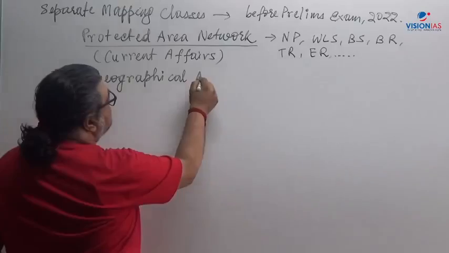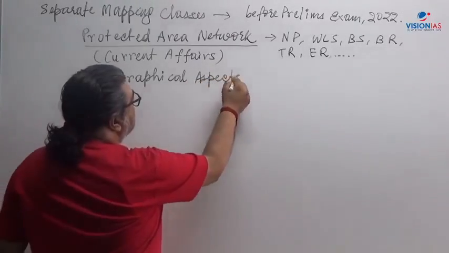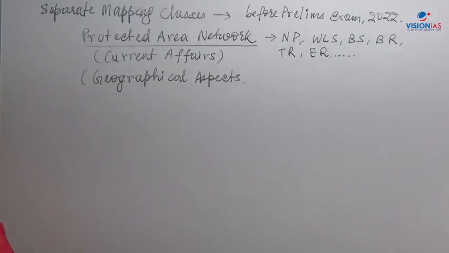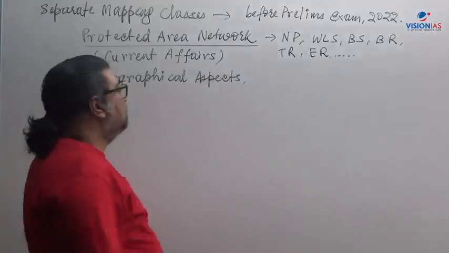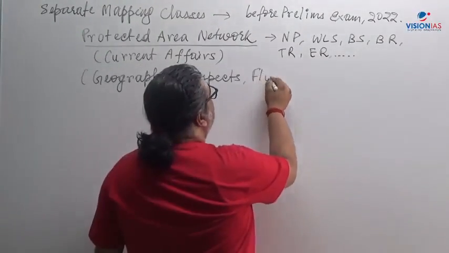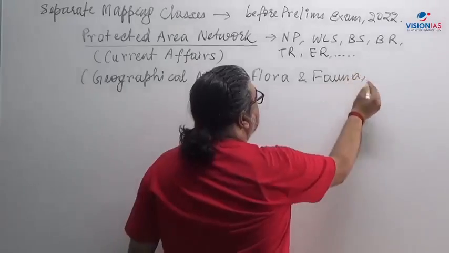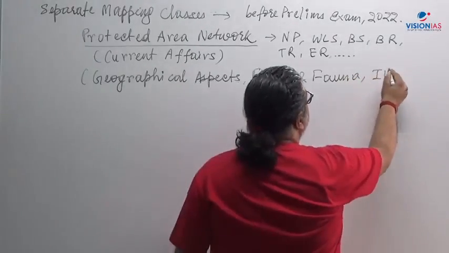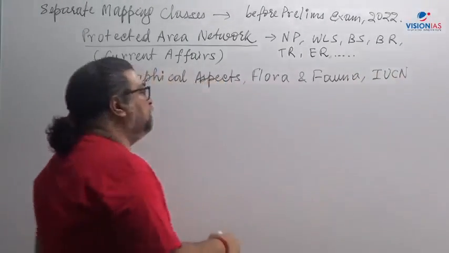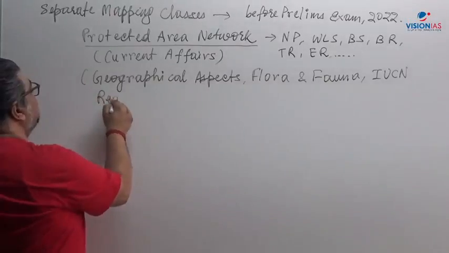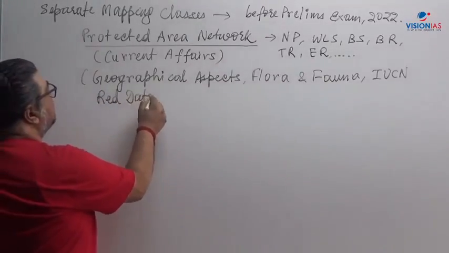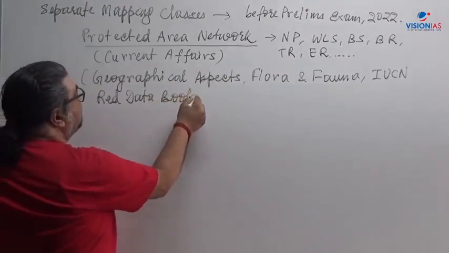The geographical aspects, you have to connect with that. What type of forest is there, climatic conditions and all. Then you have to connect with the flora and fauna, what type of plants, what type of animals you come across. Then you have to see from the IUCN Red Data Book, what we have covered in the previous class, whether from the Red Data Book, there is any threatened species found in such an area.